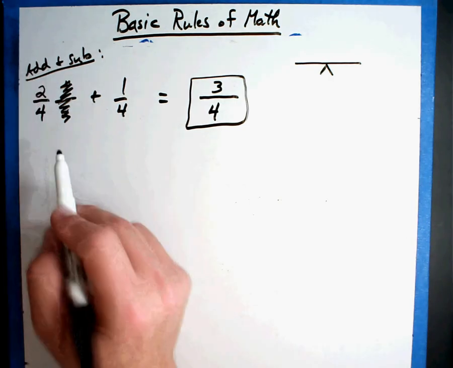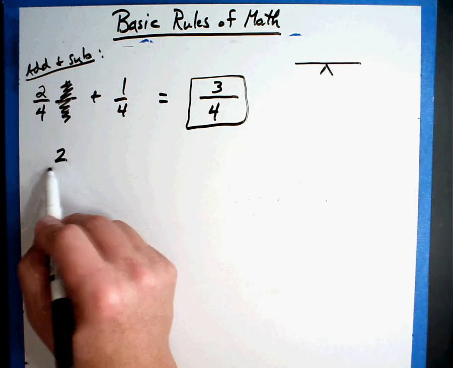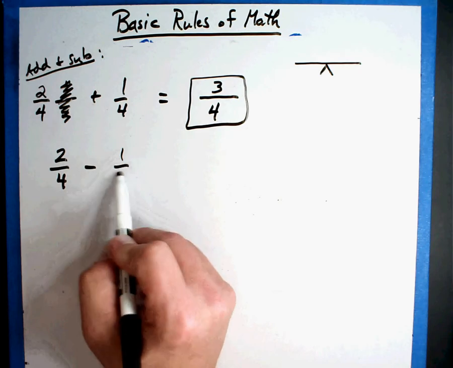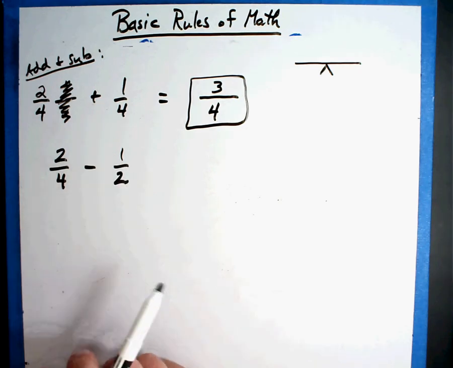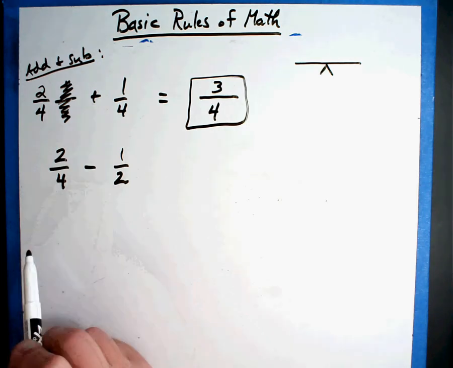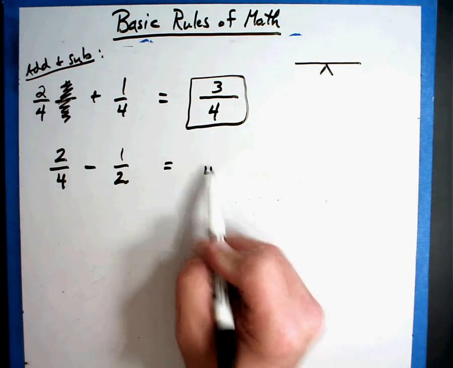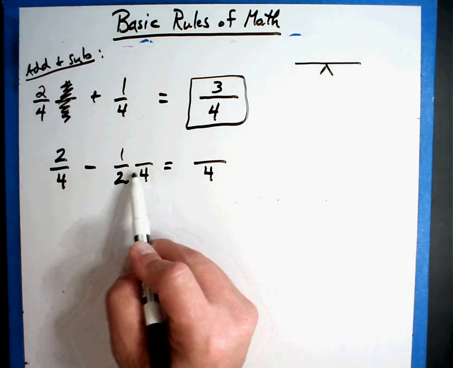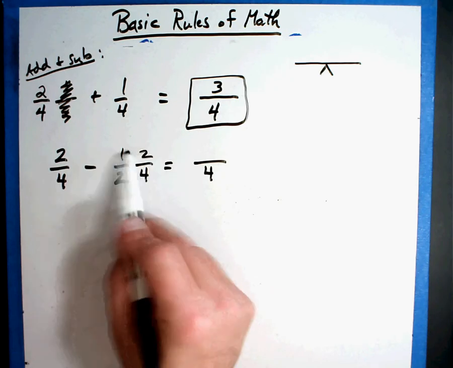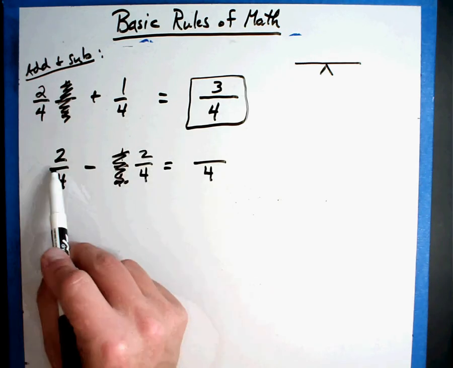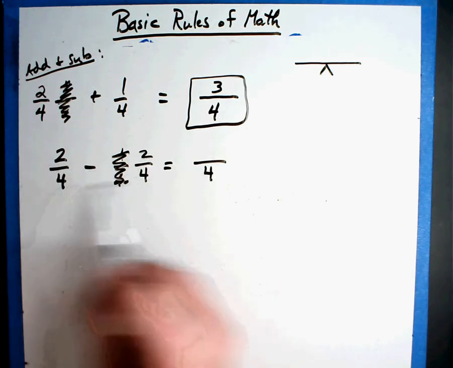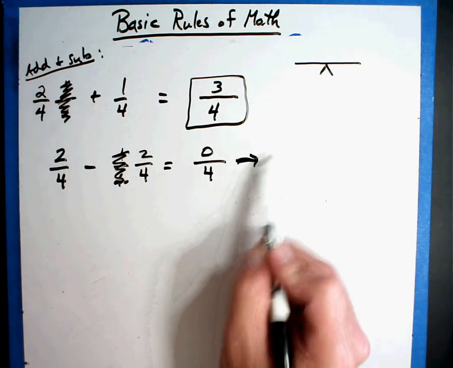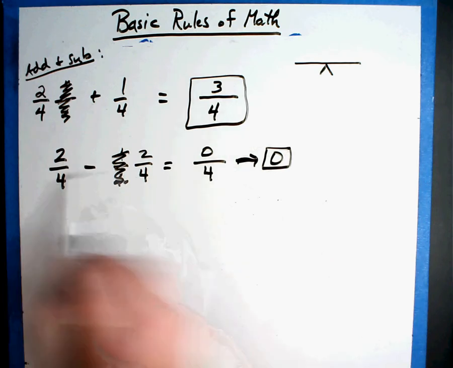Let's do another one. Let's say we had 2/4 minus 1/2. They both have to have the same thing on the bottom. Again, they both go into 4, so I have to convert this one. 2 times 2 is 4, so I have to do the same thing on the top. 1 times 2 is 2. So 1/2 is 2/4. So 2/4 minus 2/4. They have a 4 on the bottom, so the 4 stays the same. And 2 minus 2 is 0, and 0 over anything is 0. There's my answer. So sometimes things disappear.